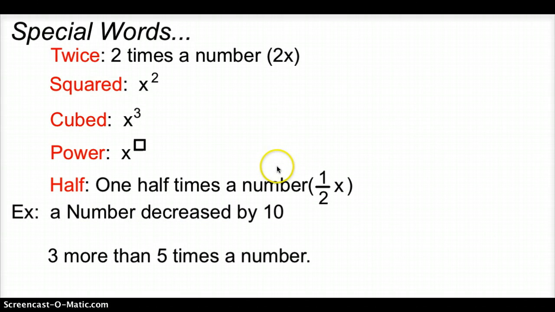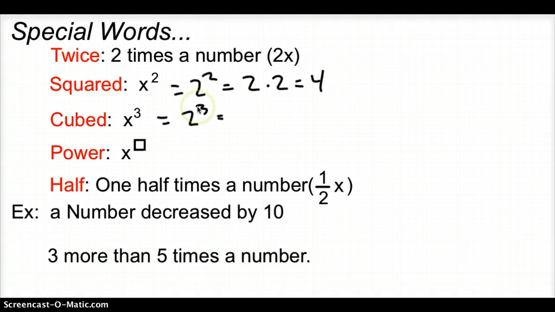Next are special words. Words such as twice, that means 2 times a number, squared, that means x squared, or that you would have 2 squared, which would be 2 times 2, which is 4, or cubed. Again, if it was 2 cubed, it would be 2 times 2 times 2, which is 8, or to the power of. Anything that would go in this box is a power. So this could be a 4 in the box, a 5 in the box, a 6, a 7. I'll put a 7 in the box. Half, 1/2 times the number, so it could be 1/2 x or 1/2 q, any of your favorite number.